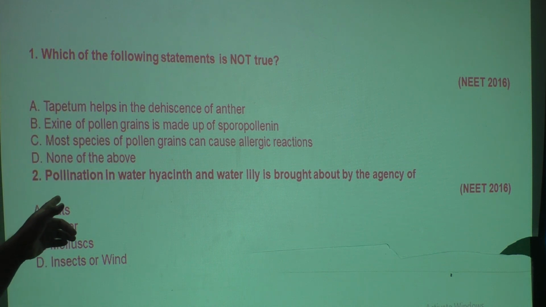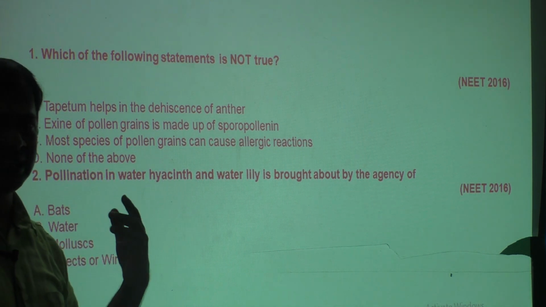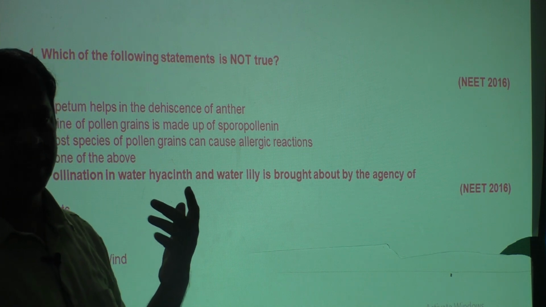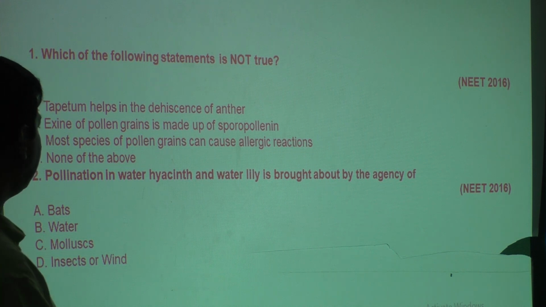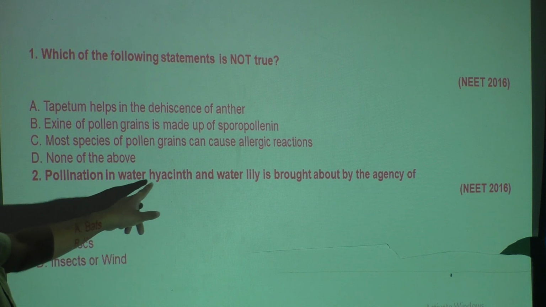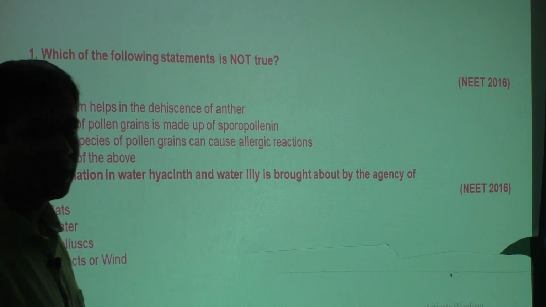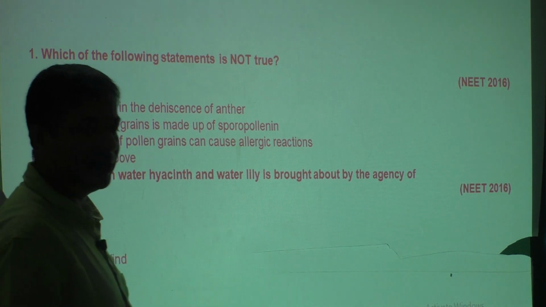Then, pollination in water hyacinth, that is Eichhornia, and water lily is brought about by the agency of, from the theory of this chapter on pollination by different agents, bats, water, mollusks, insects or wind. So which is the correct answer? It should be option D, insects. So pollination in water hyacinth is brought about by insects, which we are going to learn in the next class.